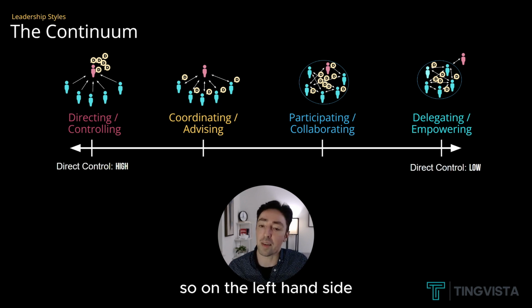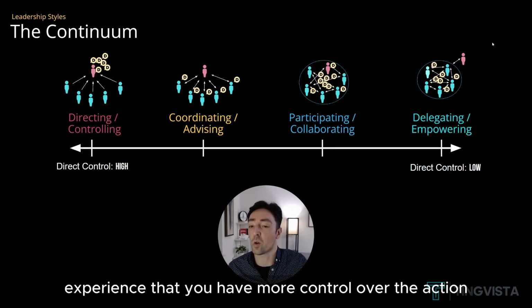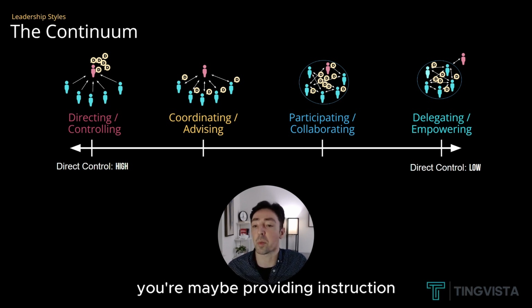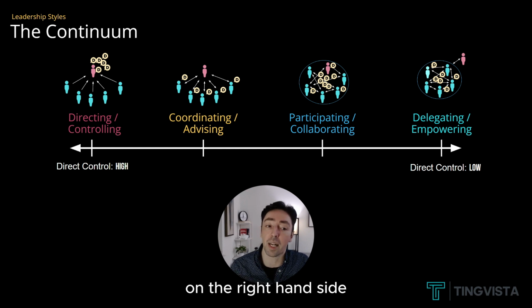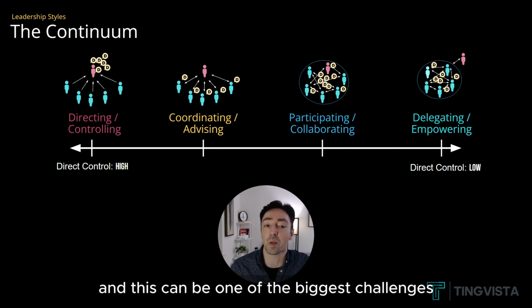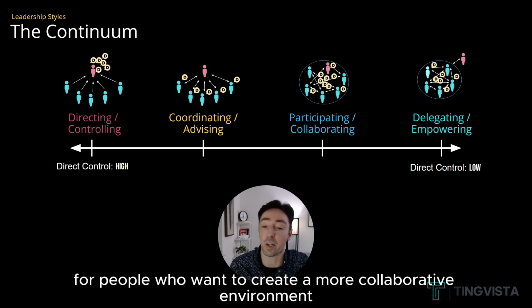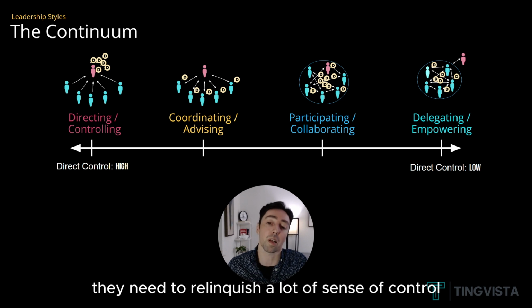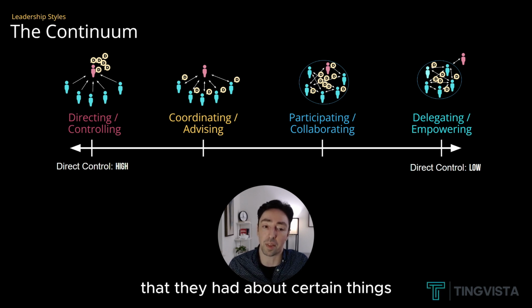So on the left-hand side, you're going to experience that you have more control over the action. Obviously, you're directing what's happening. You're maybe providing instruction. On the right-hand side, you're going to experience that you have less control over what's happening. And this can be one of the biggest challenges for people who want to create a more collaborative environment. The challenge is they need to relinquish a lot of sense of control that they had about certain things.